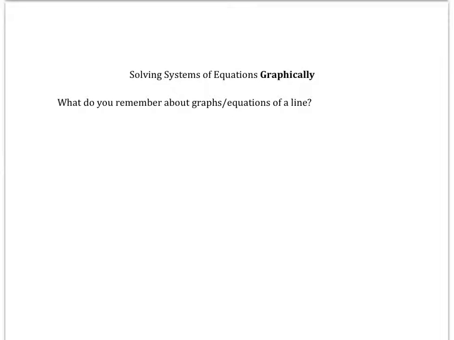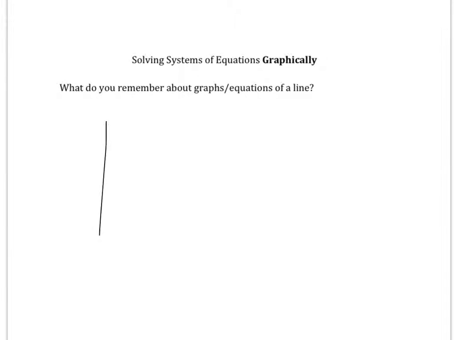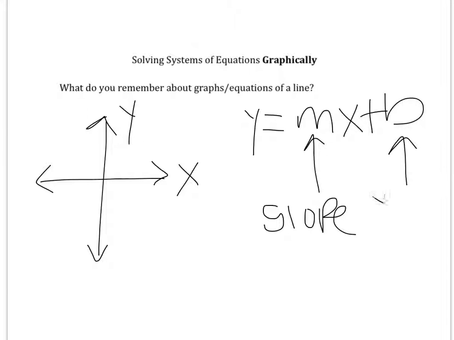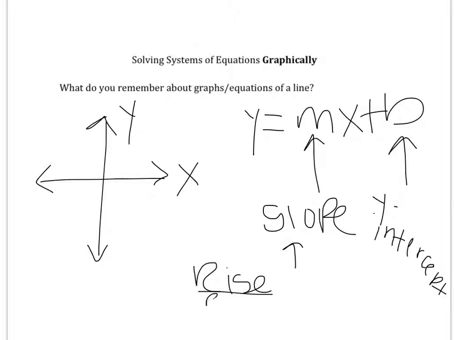So first and foremost, what do you remember about graphs or coordinate planes? And equations of a line. You might remember x, y. You should remember that the equation of a line is y equals mx plus b, where m represents your slope, b represents your y-intercept, and your slope is also your rise over run, or your rate of change. Just a few things to start thinking about.